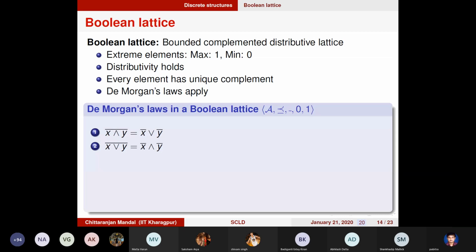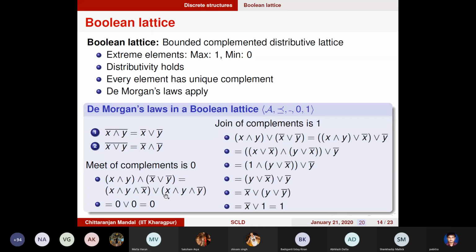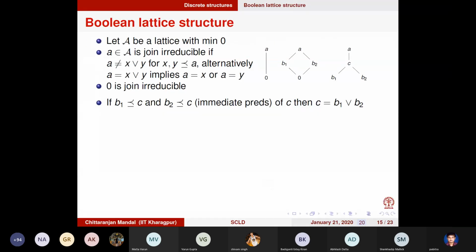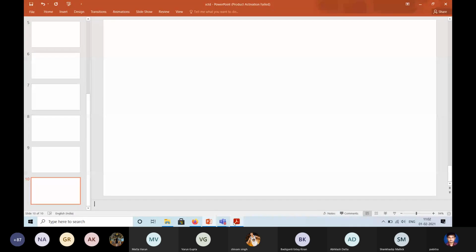I'll stop here today. This is the proof of De Morgan's law, so go through the slides and the proofs. In the next class we'll examine the structure of the Boolean lattice. We'll stick to the Boolean lattice definition for some more time and look at certain important characteristics of this structure, and from that we'll define our algebra. Okay, thank you. In the next class we'll continue with this. Thank you very much.